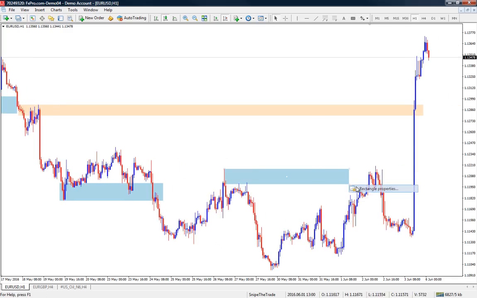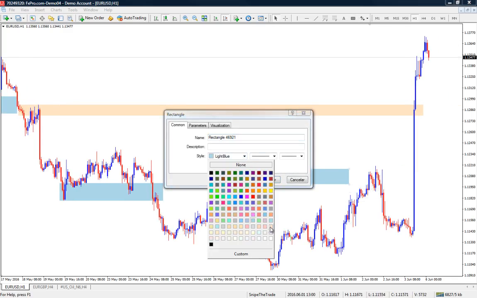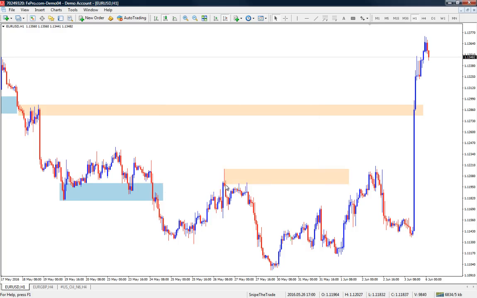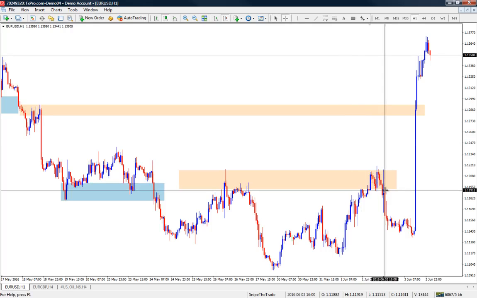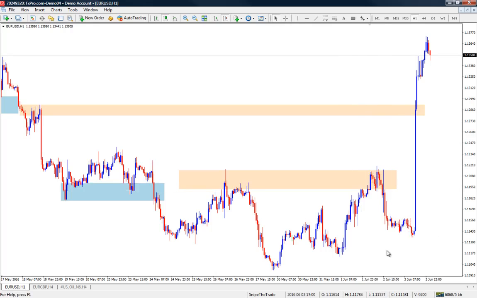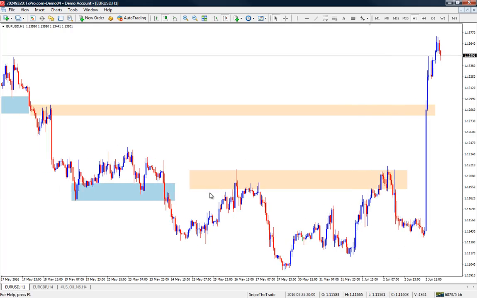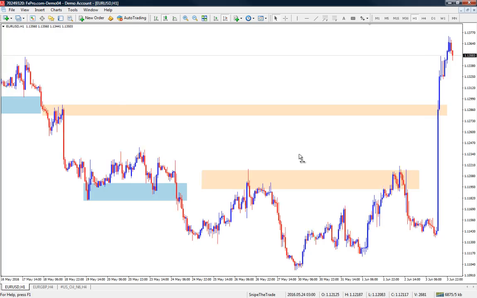Okay, now let me just change the color again on this rectangle to a bisque, or a nice peach color. Okay, this is the area that is going to be tested again. Okay, we don't know if this is going to be the actual area. We need for this candle to finish. Okay, and right here we have the second test of the zone, and as you can see, this second test of the zone yielded a nice 58 pips in profit, and this is the new area of supply.